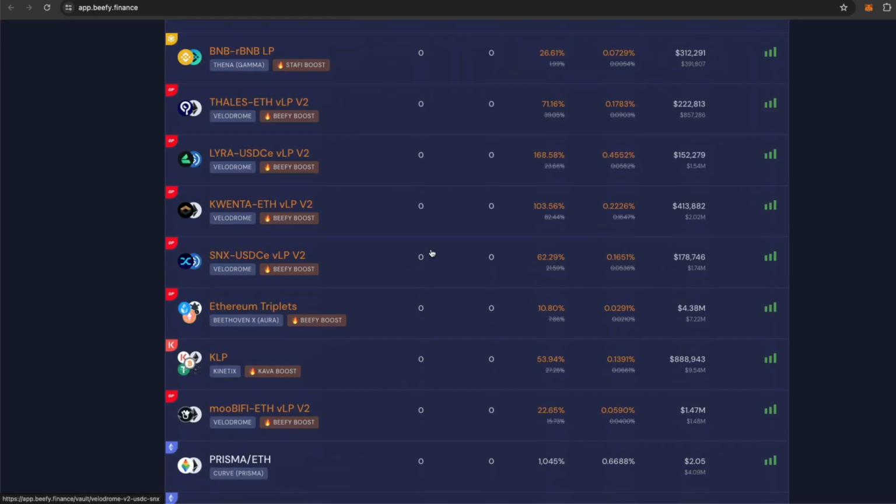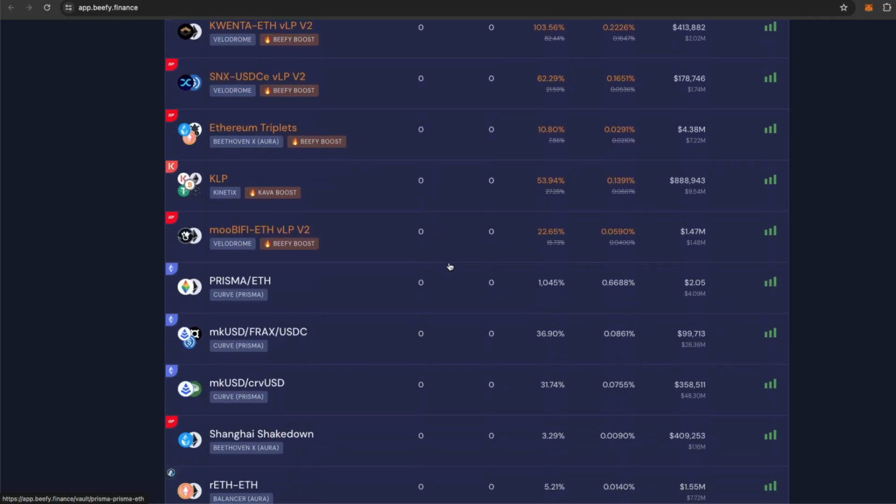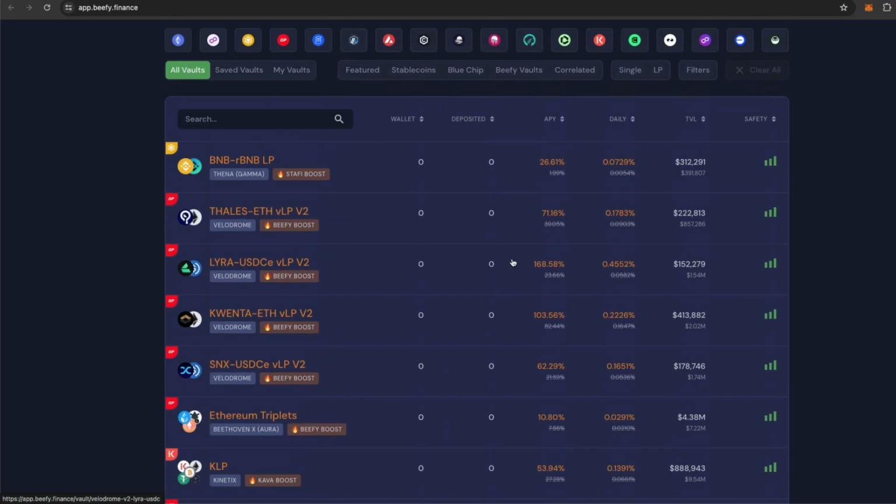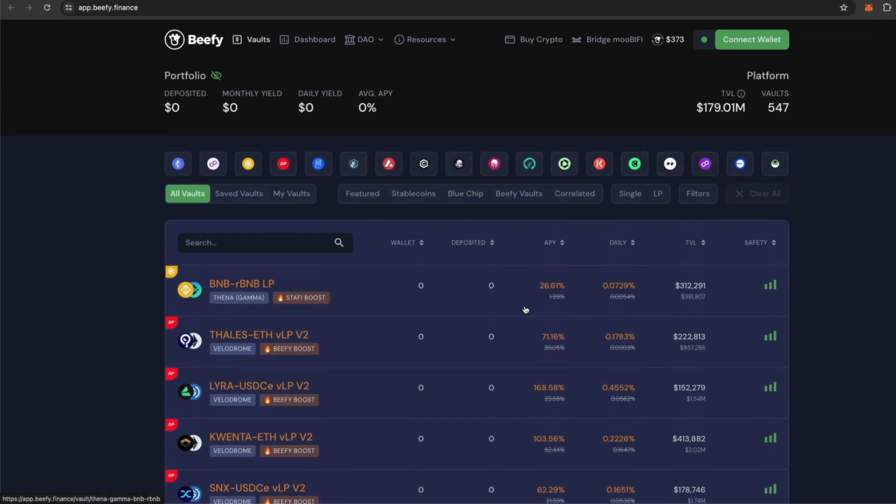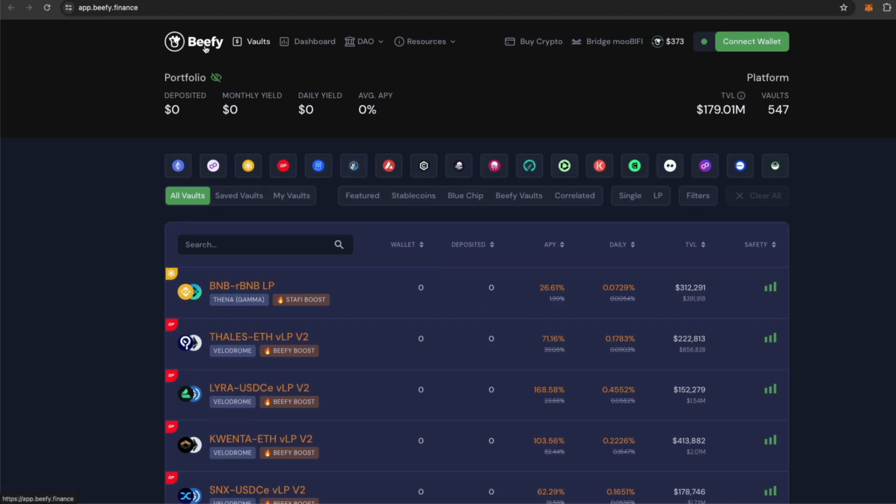So beefy.finance makes it a little bit easier to automate your investing process when it comes to locating higher yields, and they make it easier to manage your DeFi portfolio. It is a very popular protocol that people have been using to try to locate the higher yielding opportunities across multiple different chains and make all this information easily accessible to investors in DeFi.